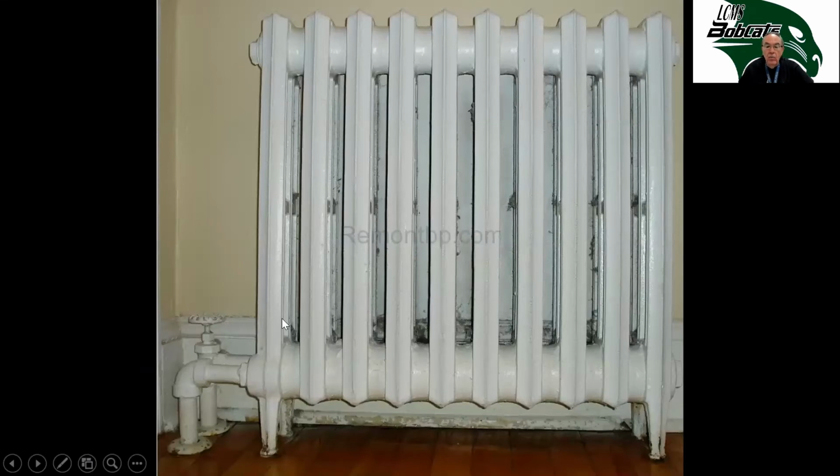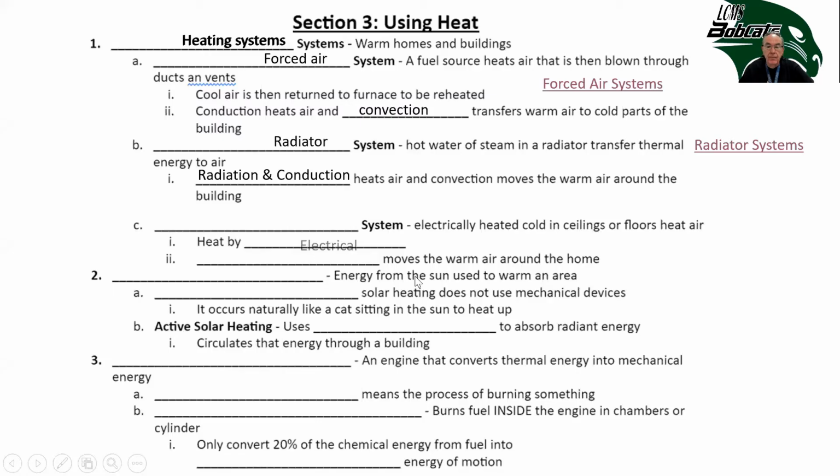In really old homes or old buildings, they have these even more old-fashioned radiators. They work exactly the same way. You can see this water pipe comes up, goes in here with hot water, heats this thing up, and then it radiates and transfers energy into the room, creates convection currents. And the last one is an electrical system. Okay, electricity is heated. It transfers energy by radiation and conduction. Convection moves the air around the home.